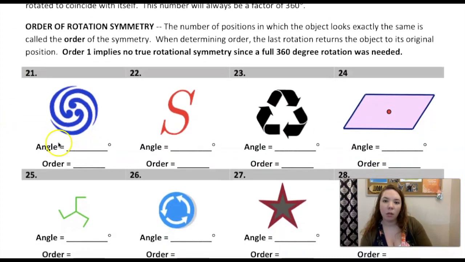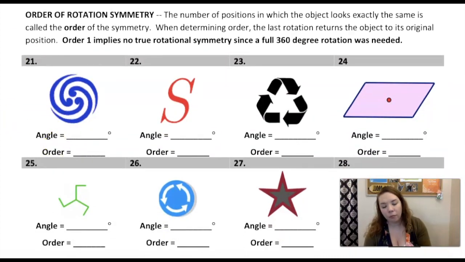All right, so on 21 here, I think if you rotated this, it would match up each time you hit another one of these circle dots. So here, if I rotated to here, it would match up, then here, and then back. So if I take 360 divided by 3, because I think it has an order of 3, then my angle of rotation is 120 degrees.